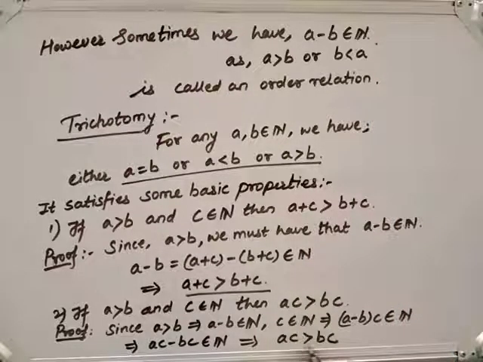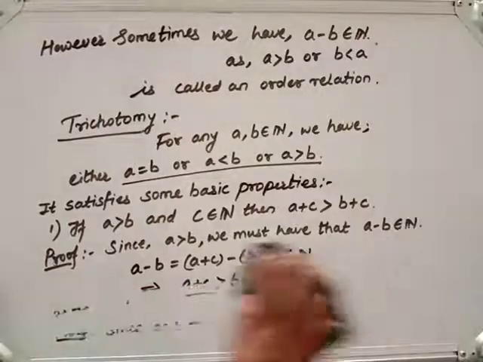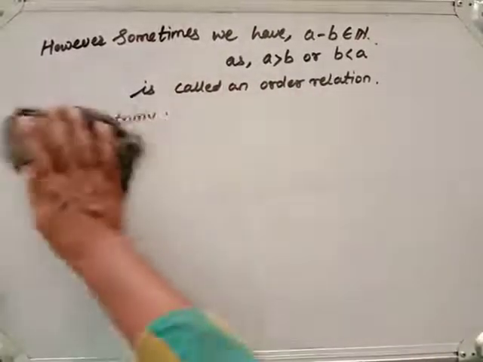So here is the proof of this one. Note that if c is negative, then the inequality changes. But here c belongs to the set of natural numbers, so this holds. Now we turn to the reverse operation of multiplication. What is the reverse operation of multiplication? It is division.